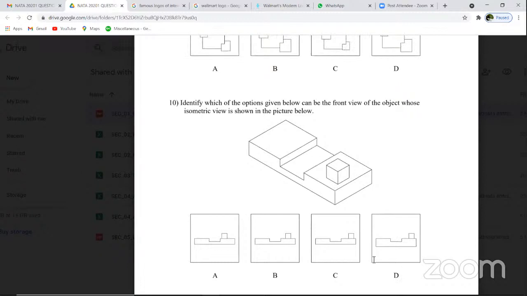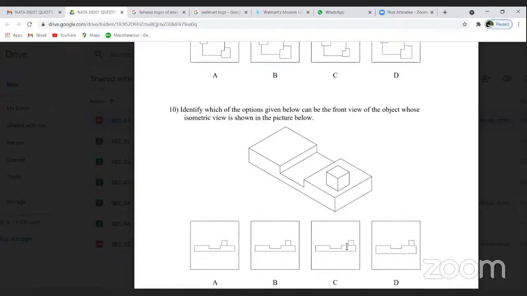Again. Ma'am, it's audible. Okay. Here, the depth is too big, and this is actually perfect. This upper part is too shallow. This one is correct. So C is correct. Try this one.